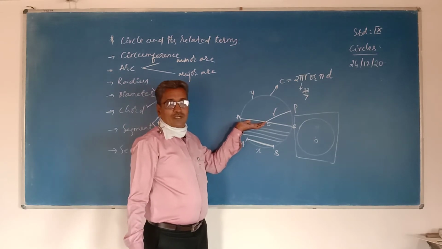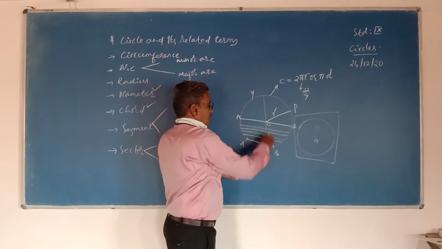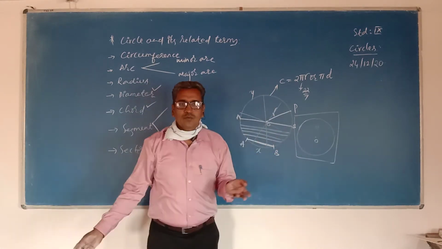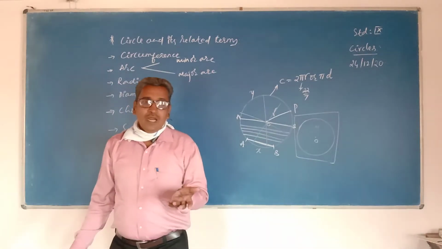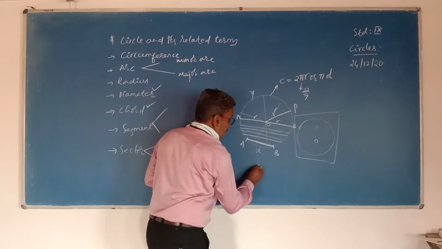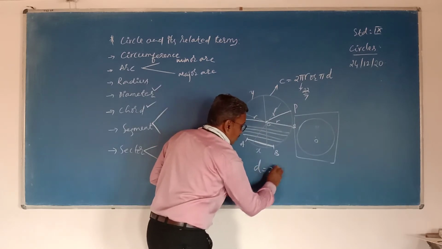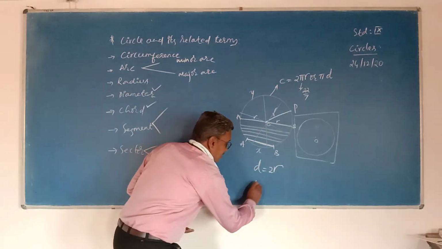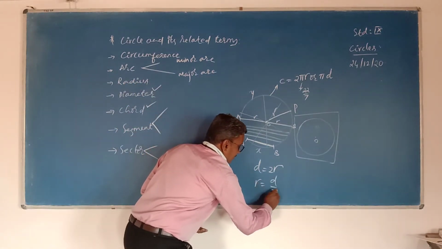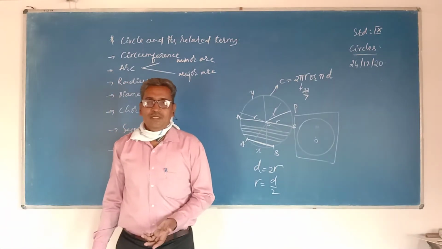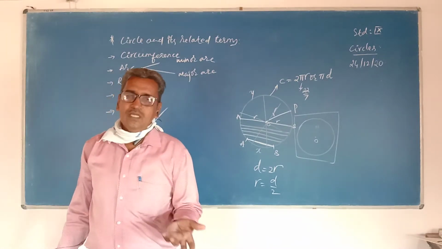Diameter properties. How many diameters? Infinite number of diameters can be drawn. Diameter is here. This is radius. So diameter is always 2 times the radius. Radius is half of the diameter. This is the relation. Radius is half of the diameter. Diameter is 2 times the radius.